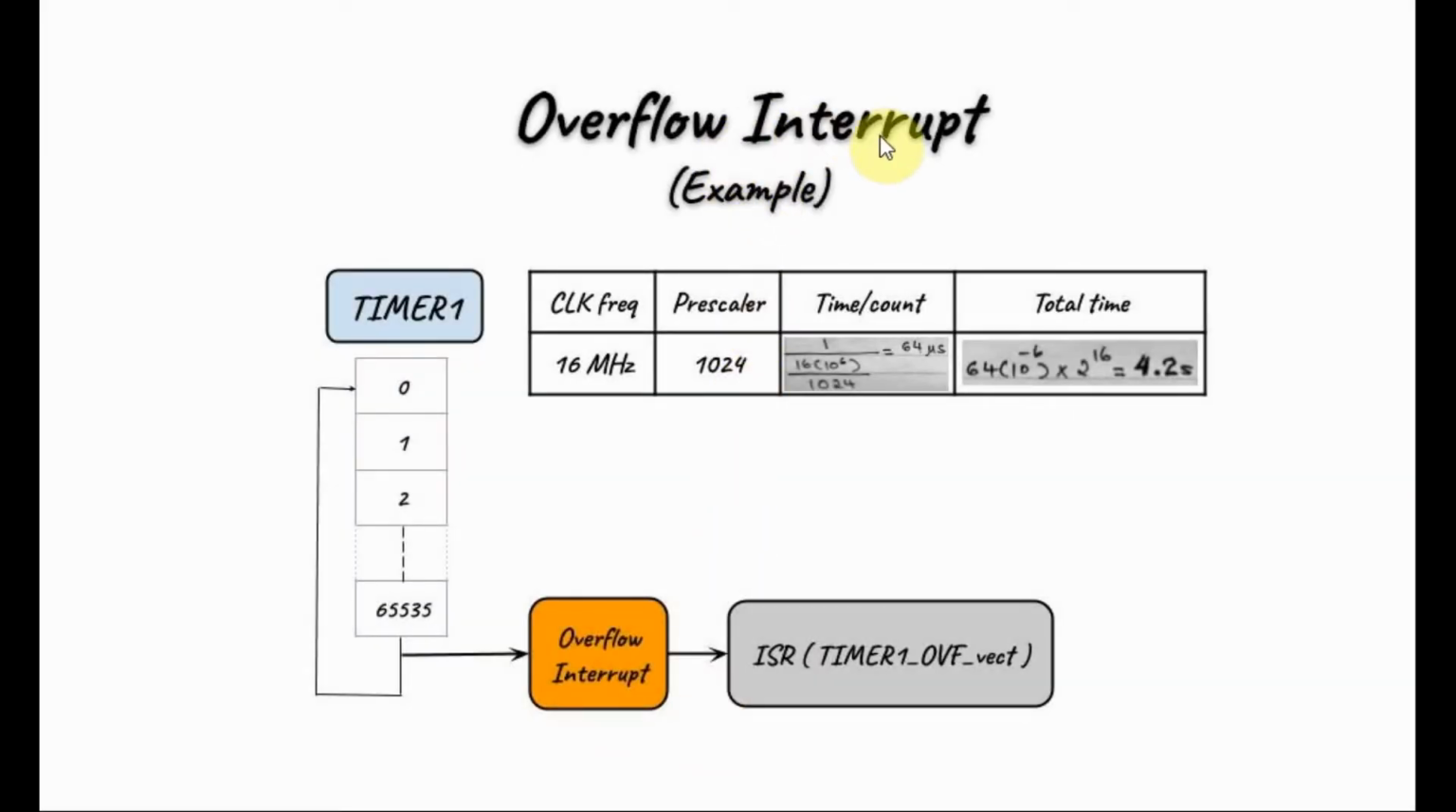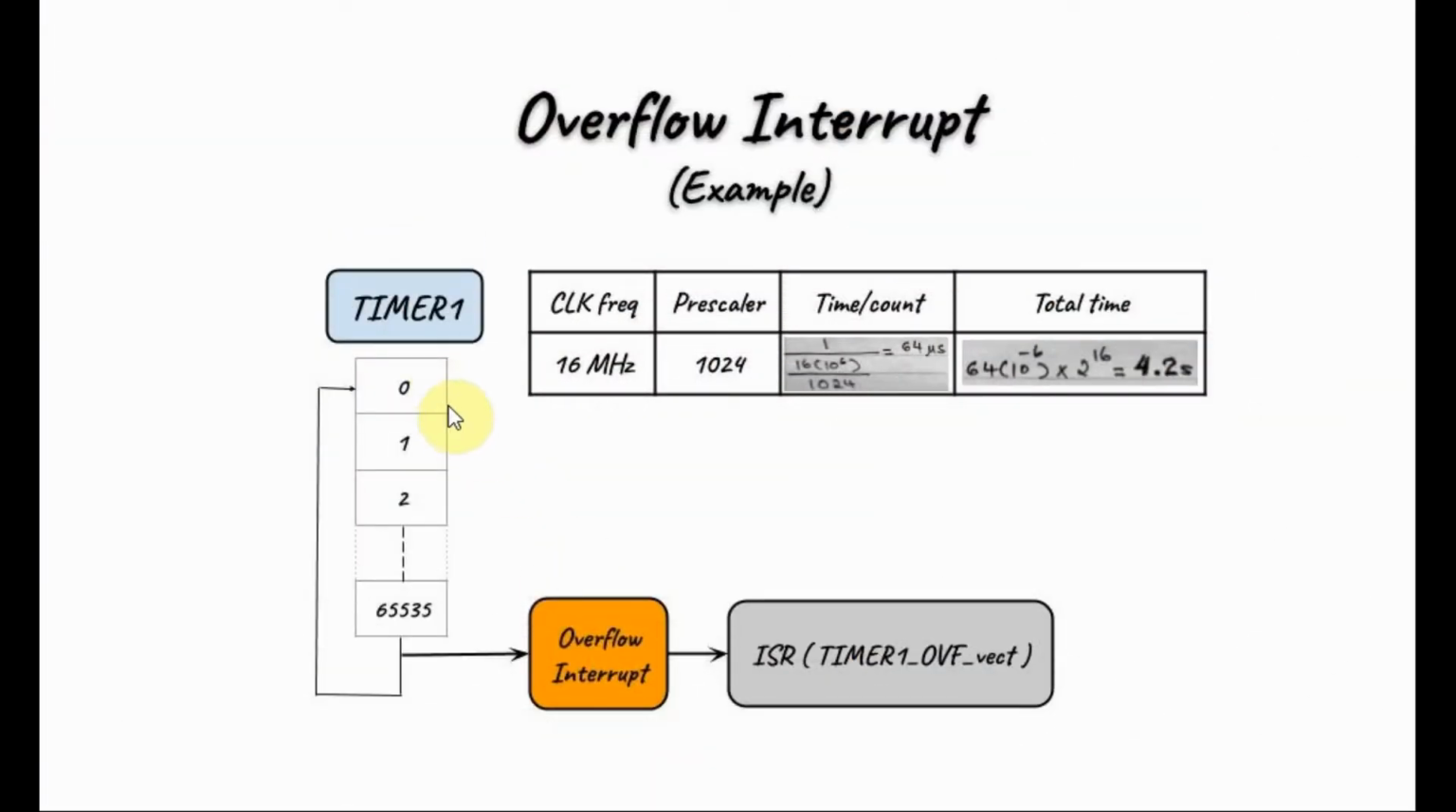The overflow interrupt is explained through this example. Timer 1 is a 16-bit timer, so it will count from 0 to 65,535, and then it will start the count again. If we enable the overflow interrupt in the timer interrupt mask register, then once the counts are done, overflow interrupt will occur, and this ISR will be executed.